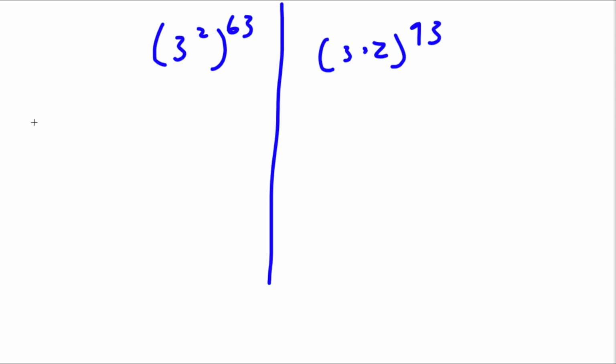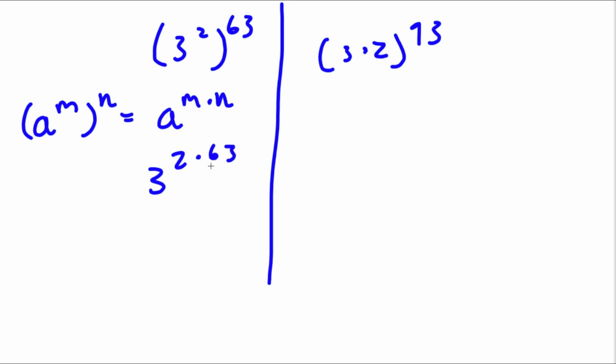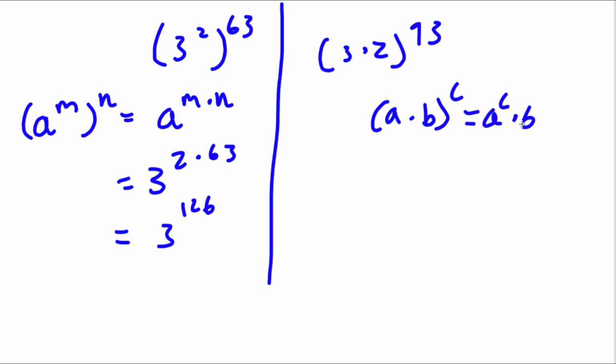Now, if I have something in the form a to the power of m to the power of n, this is equal to a to the power of m times n. So 3 to the power of 2 to the power of 63, that's going to equal 3 to the power of 2 times 63. And this is equal to 3 to the power of 126. Now if I have something in the form a times b to the power of c, this is equal to a to the power of c times b to the power of c. So 3 times 2 to the power of 93, that's going to equal 3 to the power of 93 times 2 to the power of 93.